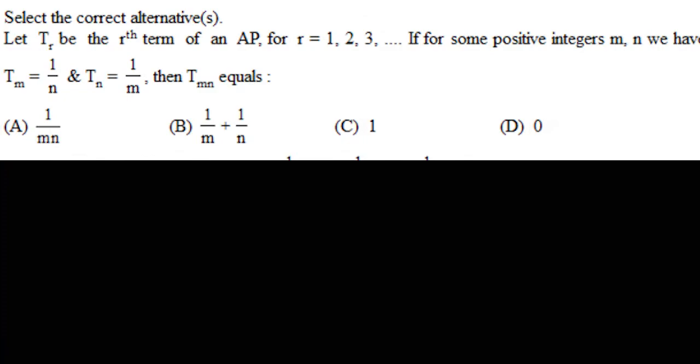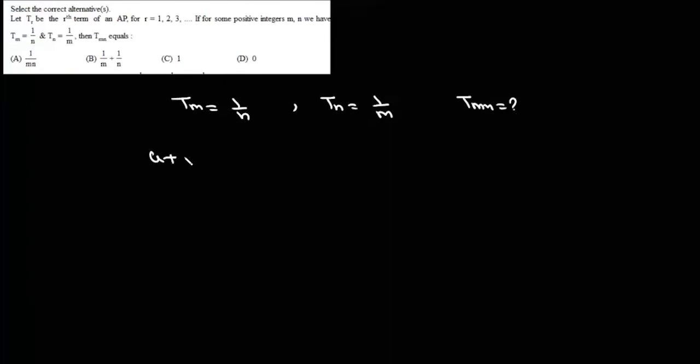Now here the question is, for an AP, the mth term is 1 by n and the nth term is 1 by m. We will find its mnth term. It's a very simple question. Now the mth term is a plus m minus 1 into d and it is 1 by n, and the nth term is a plus n minus 1 into d, it is 1 by m.